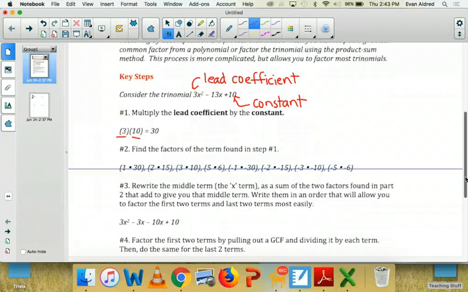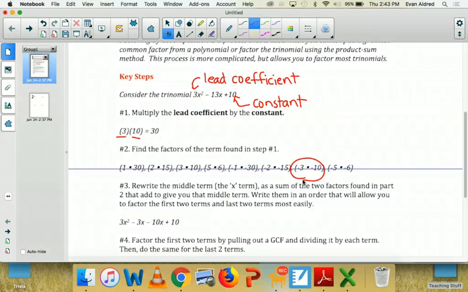From that list, you're going to do something that seems kind of like product sum. You're going to choose the two numbers that add to give your middle coefficient. Our middle coefficient in the expression was negative 13. So from the list of 8 factors we just looked at, there exists a pair that add to give negative 13. And it's negative 3 and negative 10. Negative 3 plus negative 10 equals negative 13. And now this is where decomposition gets a little bit tricky.